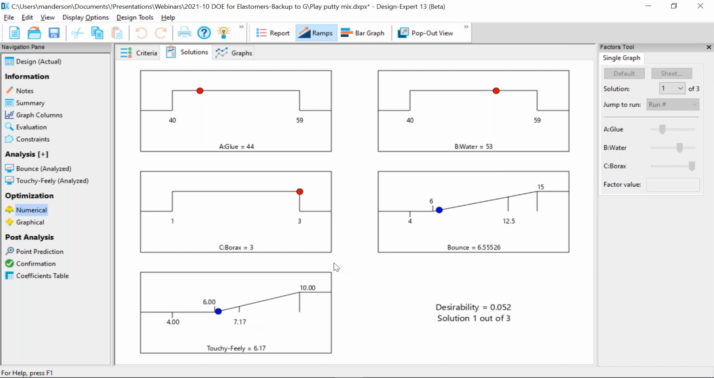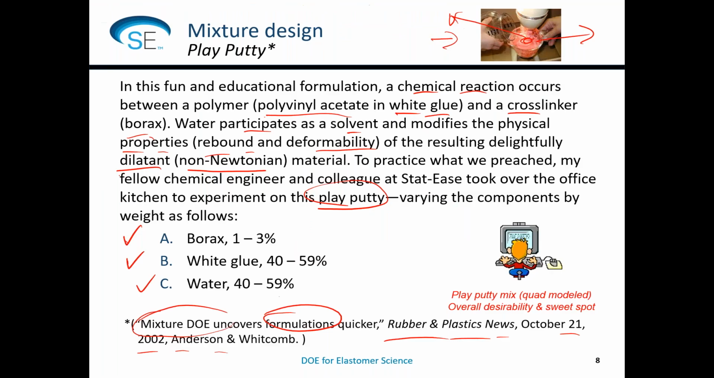Now, I think for the actual commercial production of play putty, you'd have to do something a little bit more scientific. And you guys that are elastomeric and rubber scientists probably would come up with a better solution, or just buy the commercial product. So that gives you an idea of the mixture design.